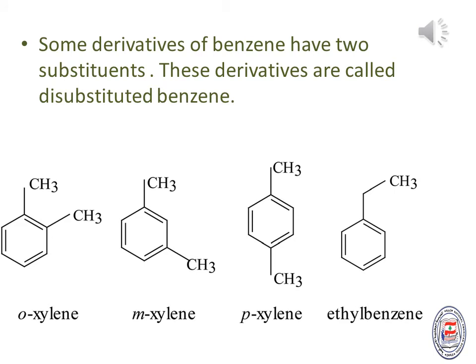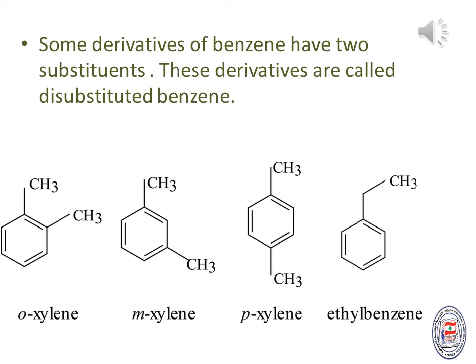Some derivatives of benzene have two substituents. These derivatives are called disubstituted benzenes. Dimethylbenzene, also called xylene, is an example of a disubstituted benzene. There are 3 constitutional isomers for dimethylbenzene. The boiling points of the 3 compounds are a reminder that constitutional isomers have different physical properties.